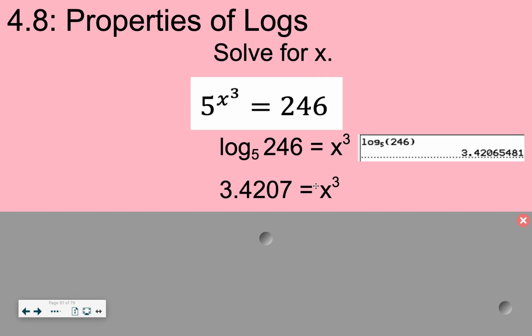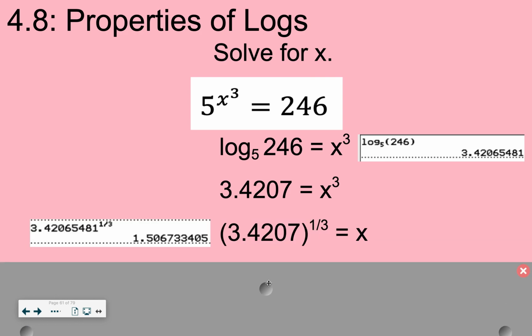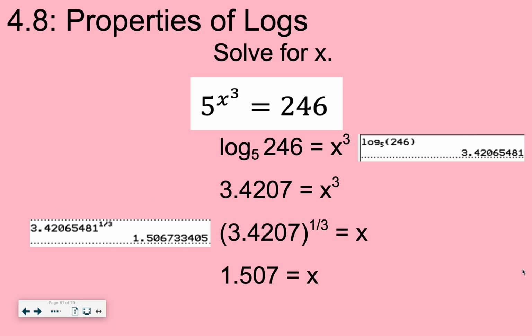And then when you have something raised to the third power, if we raise this to the reciprocal, which is 1/3, that will cancel out the third power. And then, of course, raise the other side to the 1/3 power. And you can see I did that on the calculator as well. And I got 1.507. Don't forget, you can always check your answers. So put 1.507 back up into this equation for x, and you should get 246.